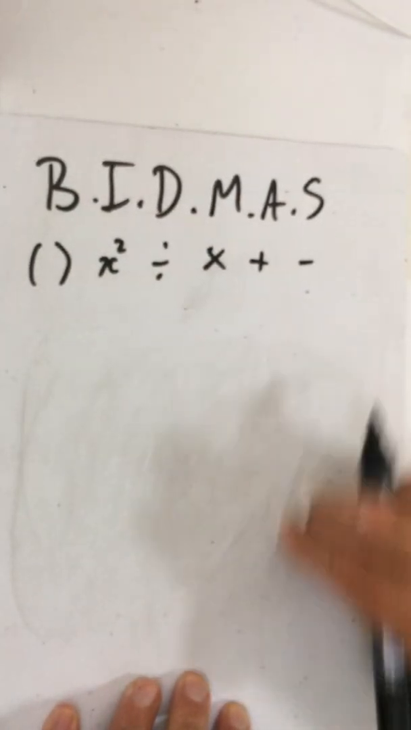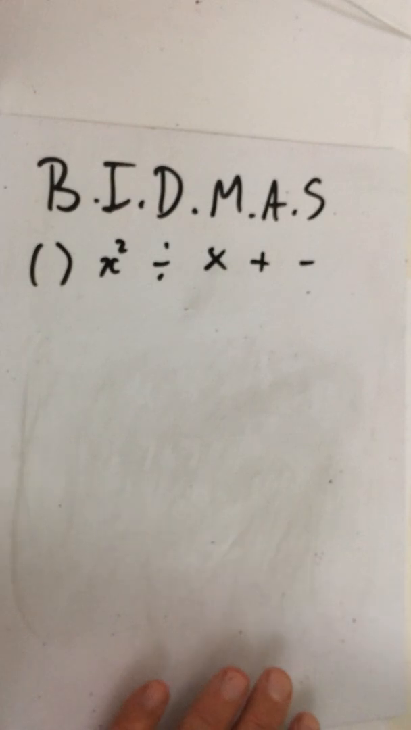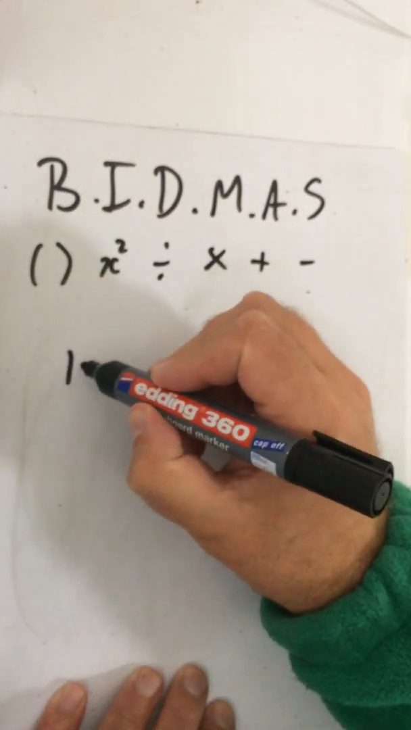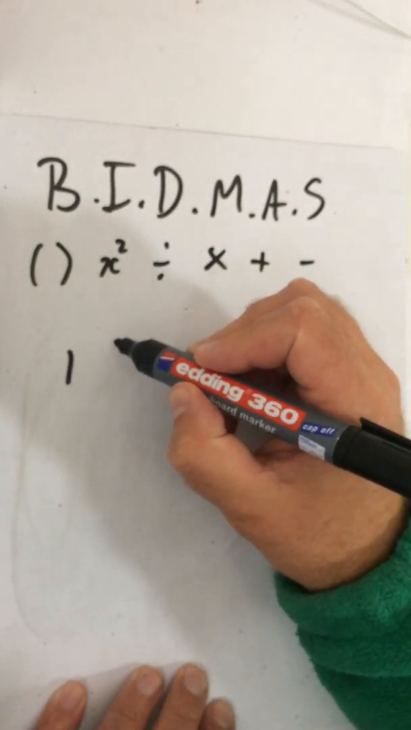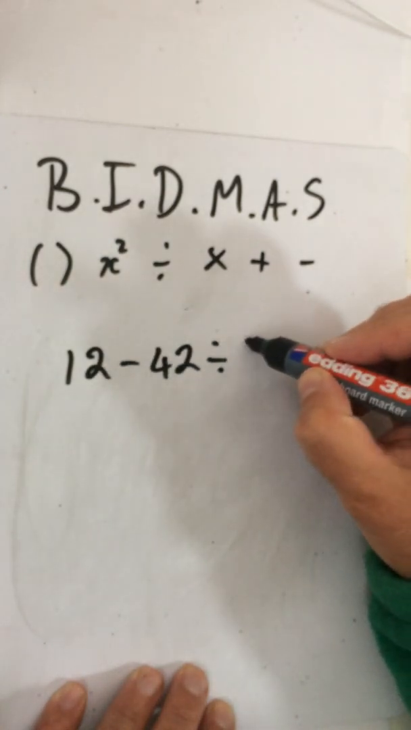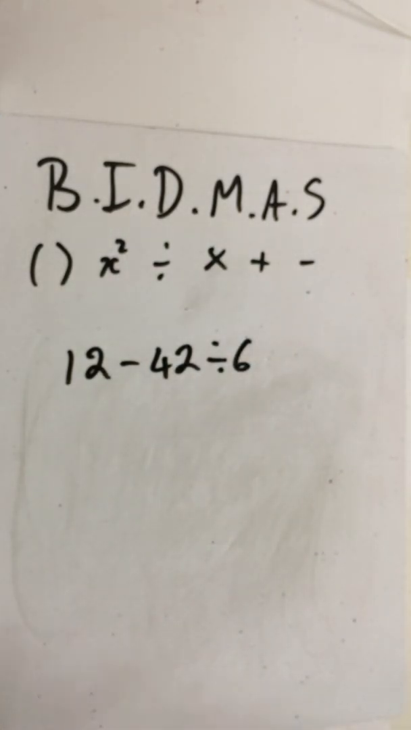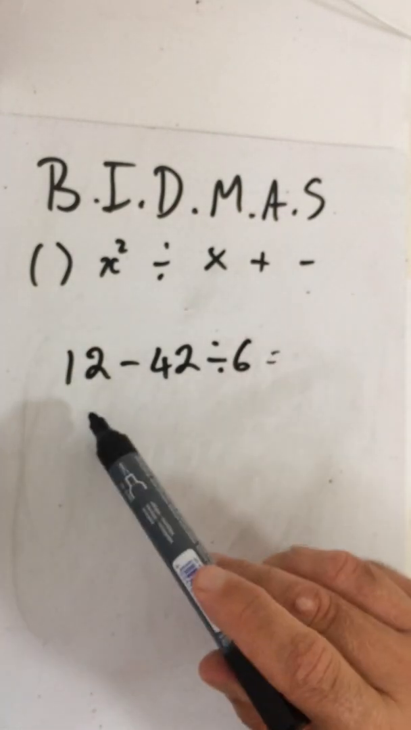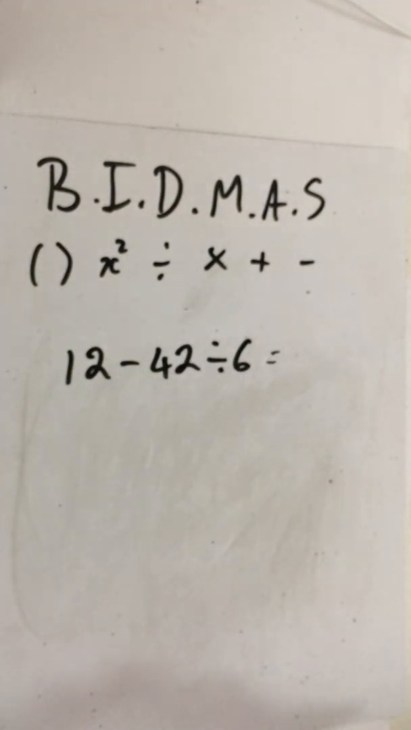Okay, some of the work. So let's go back to our BIDMAS. So you could well be given the question 12 take away 42 divided by 6. Now, we're always kind of taught when we first start maths, so we start at the beginning of the sum and then we do the next part and the next part, but that actually, they're not the rules of mathematics, okay? Because the rules here, BIDMAS tells us the order in which we have to do something.